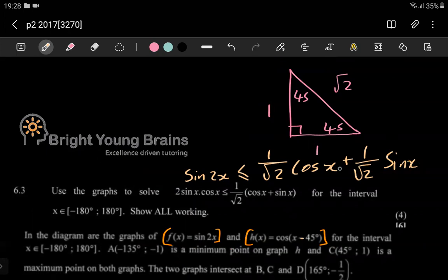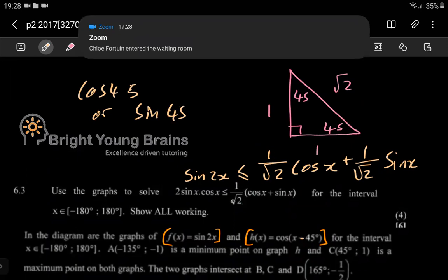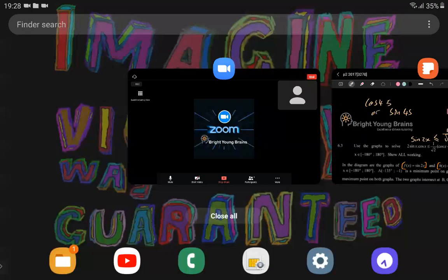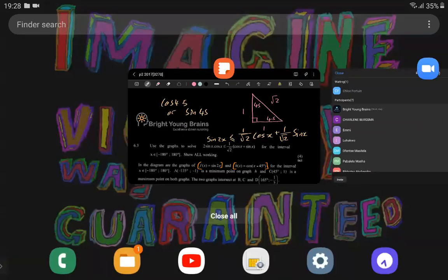Now, further psychoanalyzing this, what we know is 1 over square root of 2 is the same as cos 45 or sine 45. I'll repeat. 1 over square root of 2 is the same as cos 45 or sine 45. Let me just add our fallen comrade. Now let's rejoin our fallen comrade.